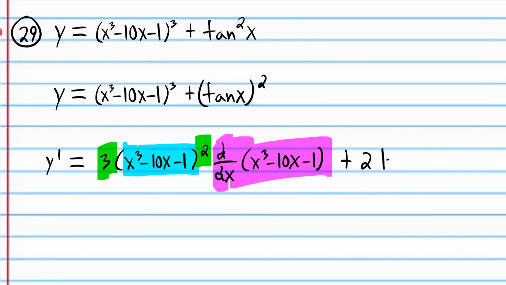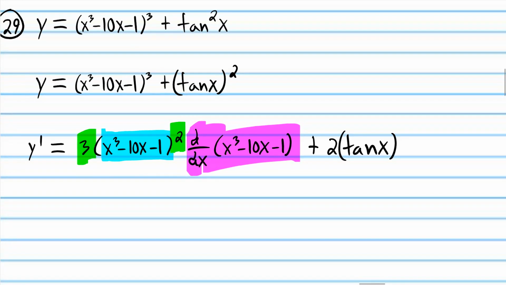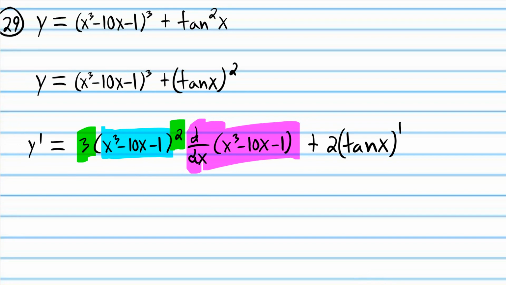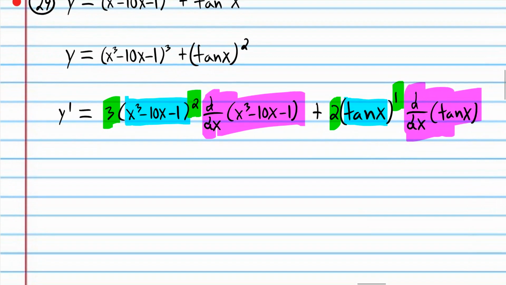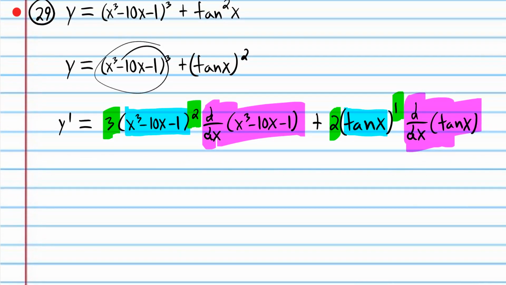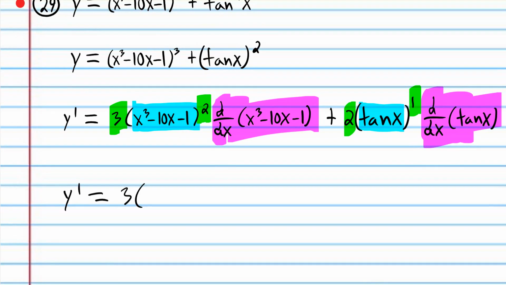So we're going to find the derivative of the outside function. So that's the green, while we keep the inside function unchanged. And then we're going to multiply all of that by the derivative of the inside function. So we use the chain rule here, and we use the chain rule here. So now let's calculate those purple derivatives.